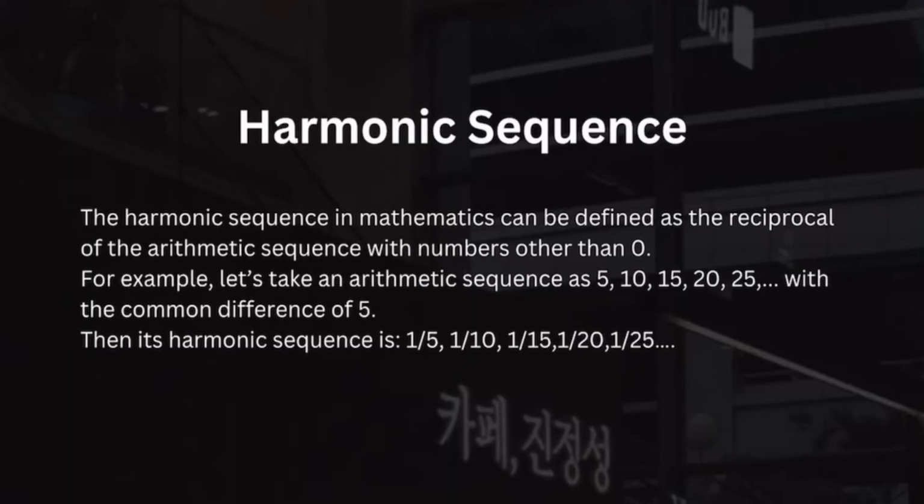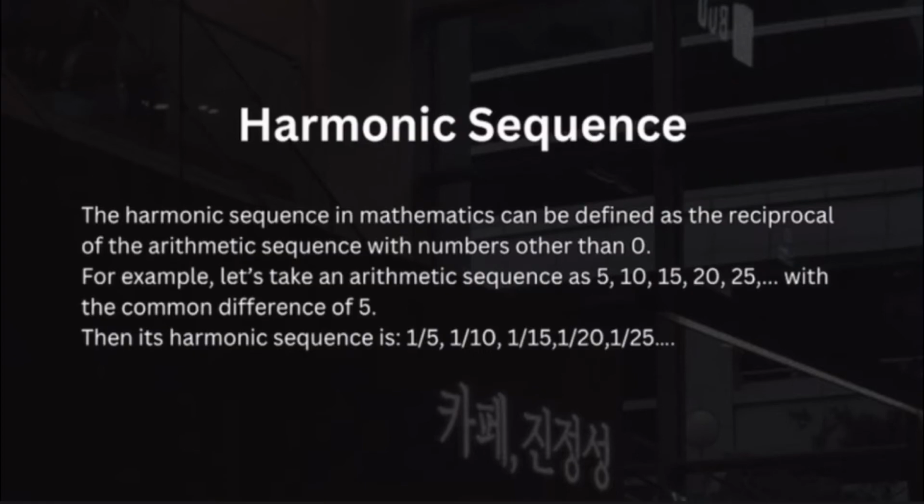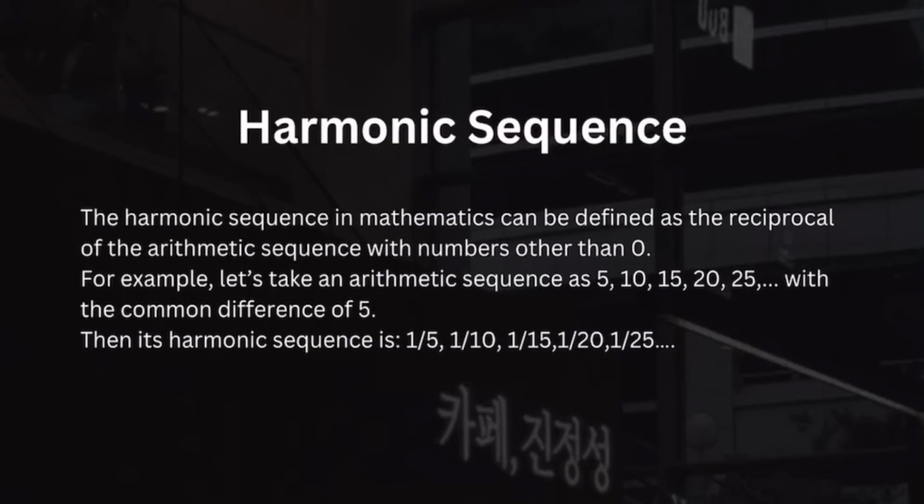Harmonic sequence. The harmonic sequence in mathematics can be defined as a reciprocal of the arithmetic sequence with numbers other than 0. For example, let's take an arithmetic sequence as 5, 10, 15, 20, 25, and so on, with a common difference of 5. Then, its harmonic sequence is 1 over 5, 1 over 10, 1 over 15, 1 over 20, 1 over 25, and so on. Take note, we cannot apply the harmonic sequence formula if the equation itself is not harmonic.